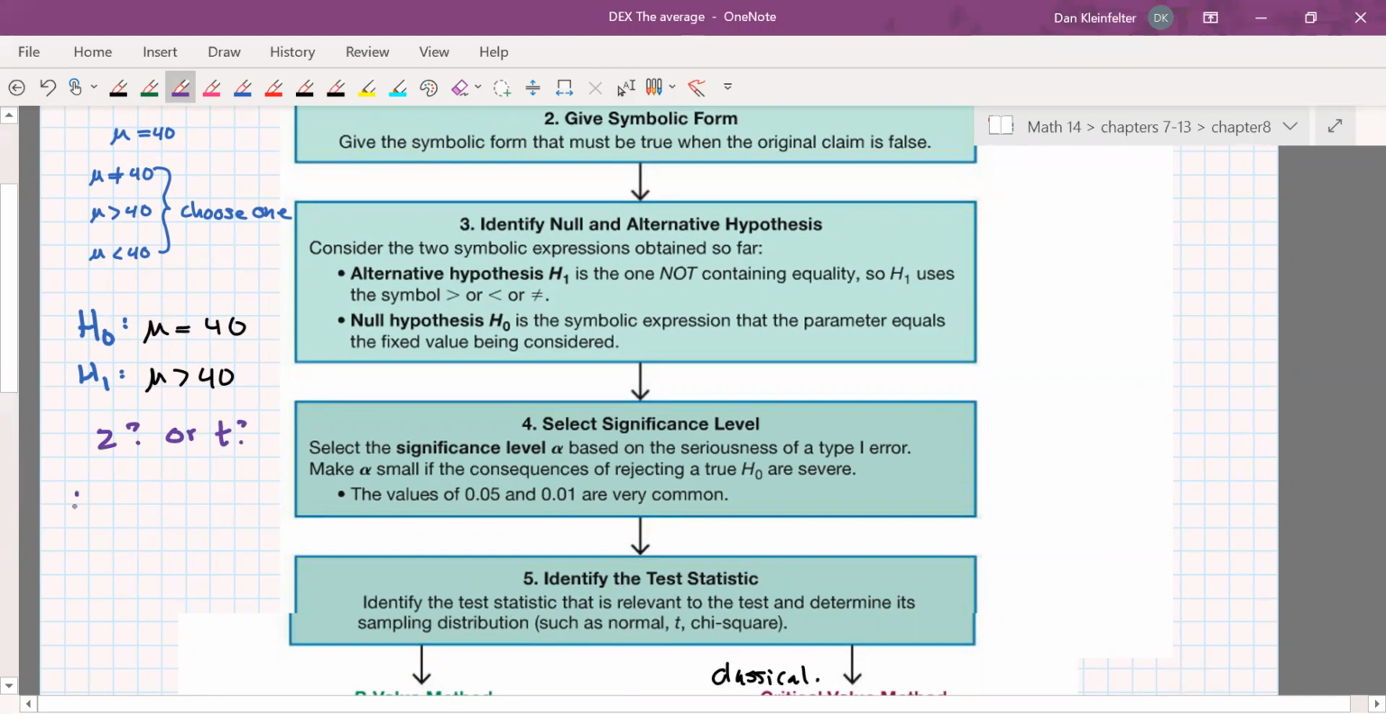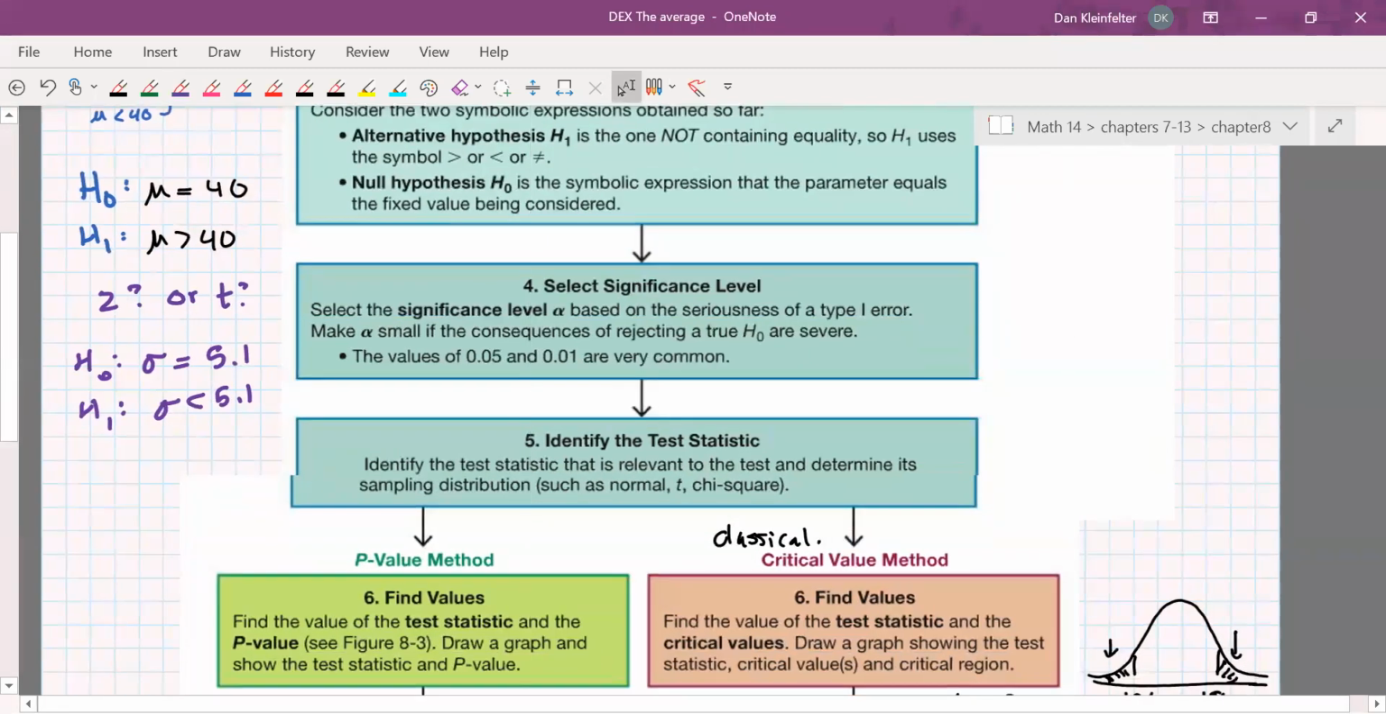If our null and alternative hypothesis were maybe something about the variance, or let's use standard deviation. Let's say the standard deviation is 5.1, and our alternative is that the standard deviation is less than 5.1. Then we would be using the chi-squared table, and we would be using chi-squared as our test statistic. So that's 5. We're going to identify the test statistic.